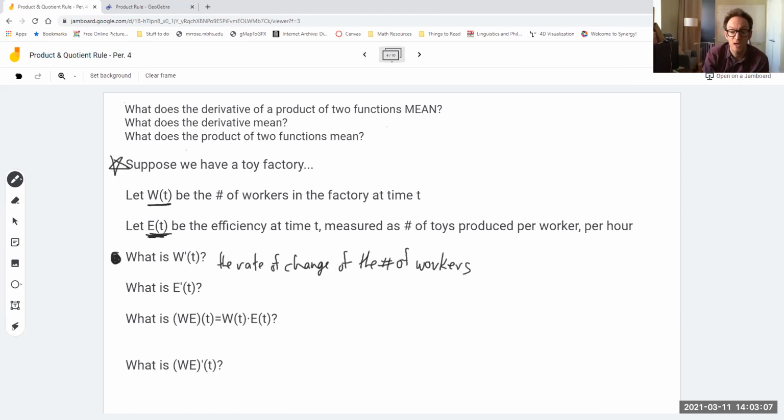Okay, so for example, if most people primarily work 9 to 5 at this factory, then if you ask for W prime at 9 a.m., it's going to be huge, because at 9 a.m. many people are arriving. And so the rate at which the workers are arriving is very big. Okay, so at any given moment, tons of workers are coming. That one was pretty easy. What is E prime?